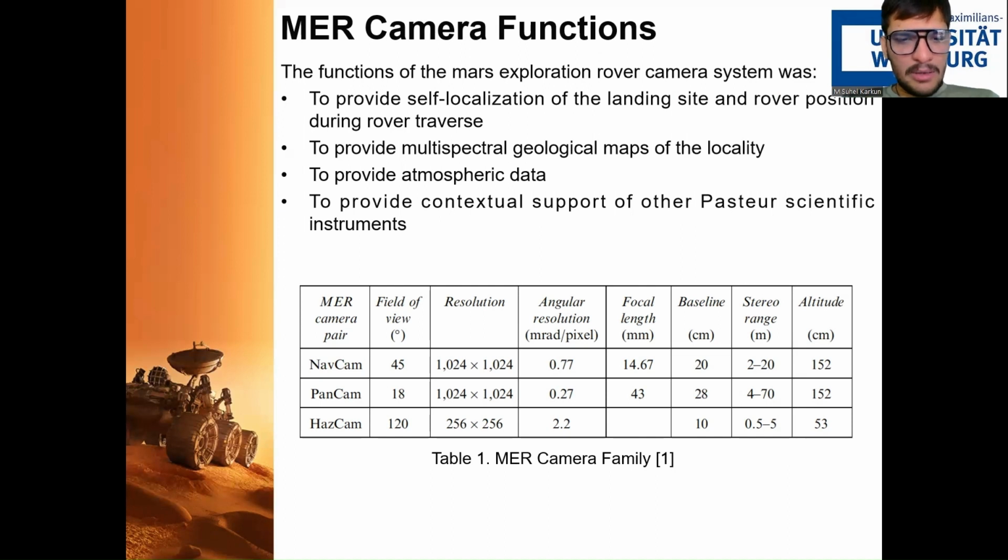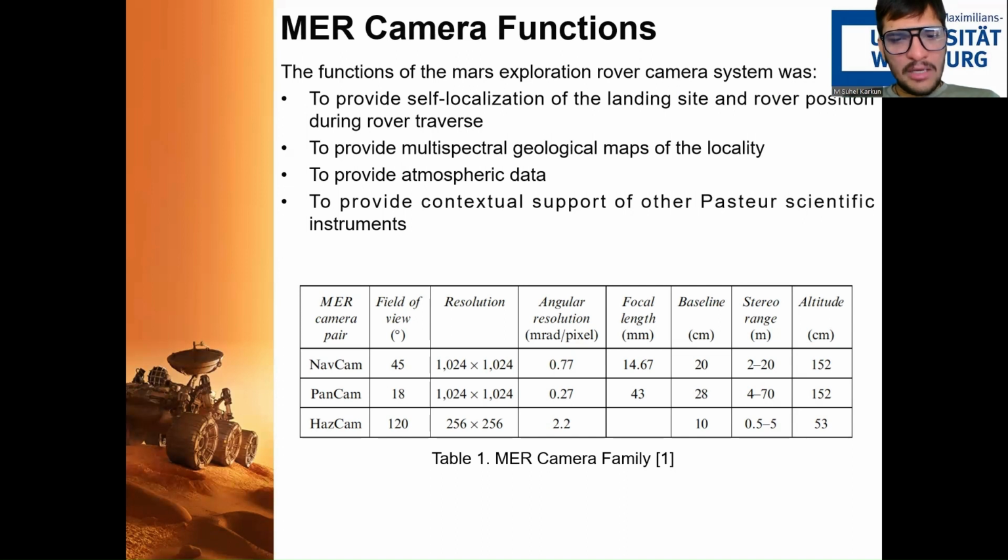The main three cameras' different parameters have been mentioned here. The first camera is the navigation camera, then the panoramic camera, then the hazardous camera. Navigation camera has a field of view of plus minus 45 degrees. Panoramic camera has a field of view of plus minus 18 degrees, and hazardous cameras have a field of view of 120 degrees in total.